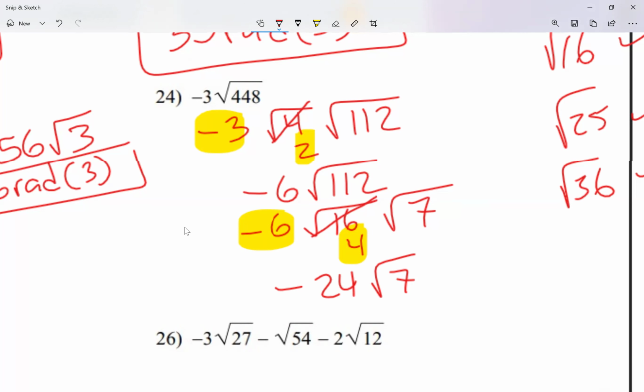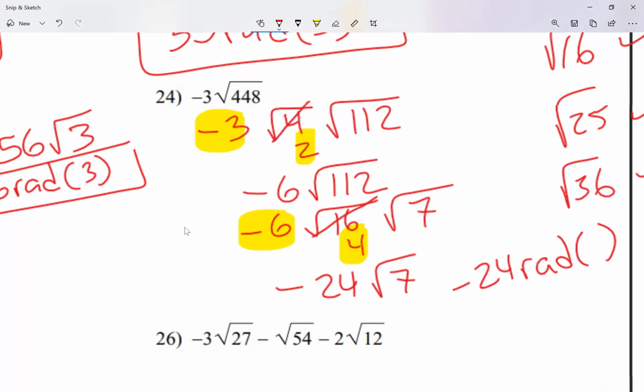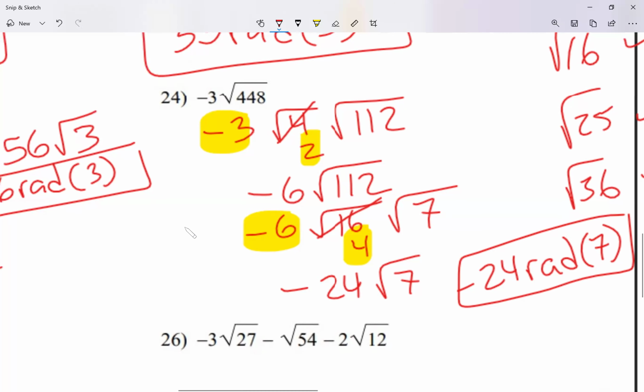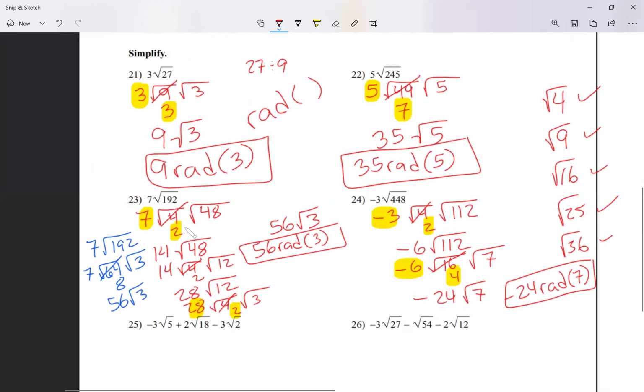So I'm just going to go -24 RAD for radical, open and close parentheses, and inside my parentheses, I put a 7. All together, no spaces. So let me zoom out. That's what we did today.